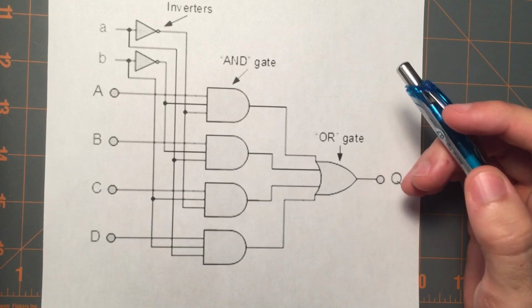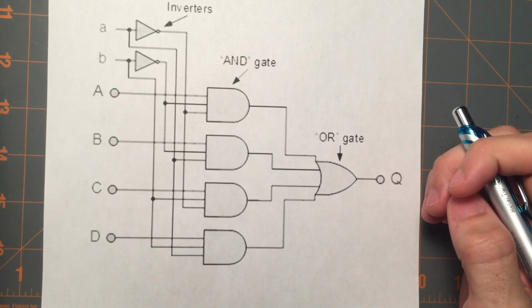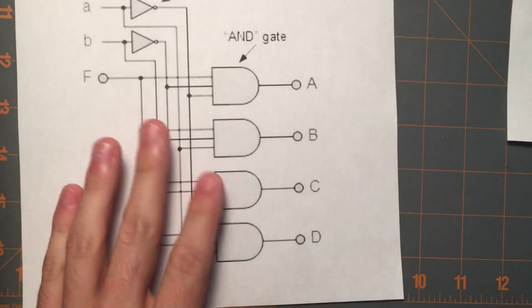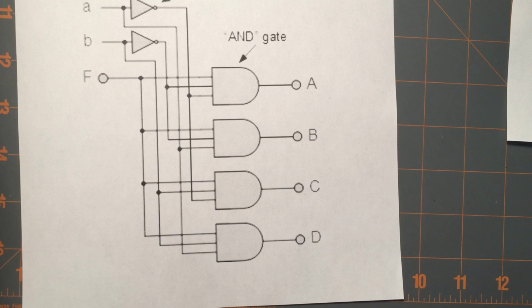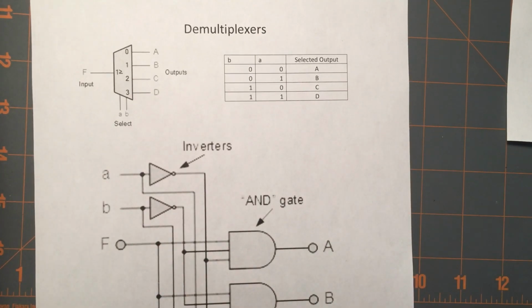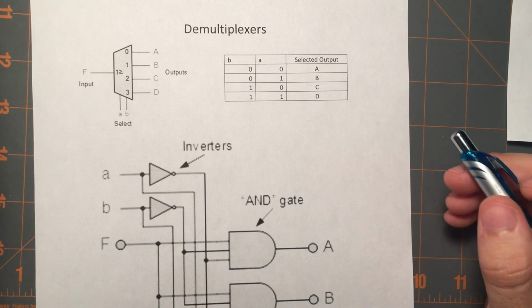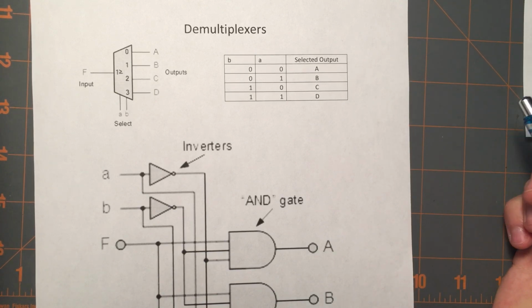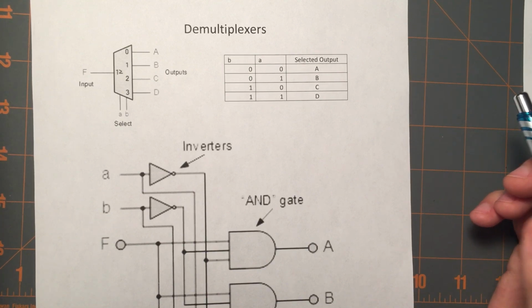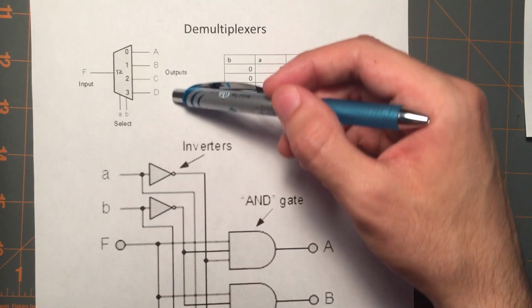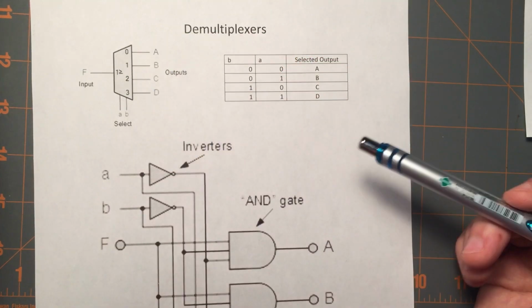Now that we understand multiplexers, let's move on to demultiplexers. Demultiplexers are just the opposite of muxes. They allow one to decide which output the input is sent to. The symbol for the demux is just a reverse mux with the outputs on the right and the inputs on the left here.